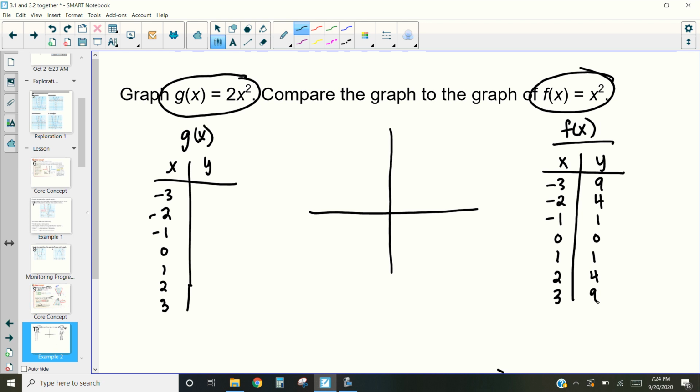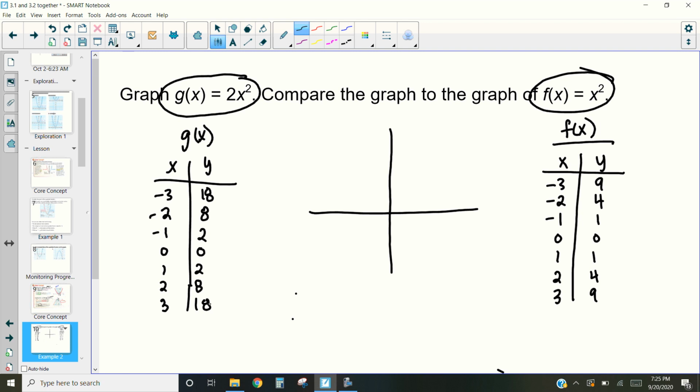Now let's look at it over here. I'm going to plug these values in just like I did before. -3 squared is 9. 9 times 2 is 18. -2 squared is 4. 4 times 2 is 8. -1 squared is 1, times 2 is 2. 0 squared is 0. 0 times 2 is 0. 1 squared is 1, times 2 is 2. 2 squared is 4. 4 times 2 is 8. And 3 squared is 9. 9 times 2 is 18.